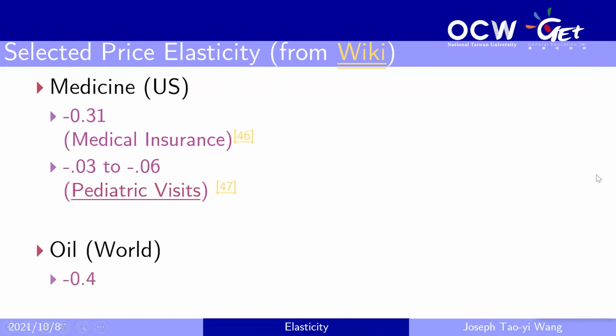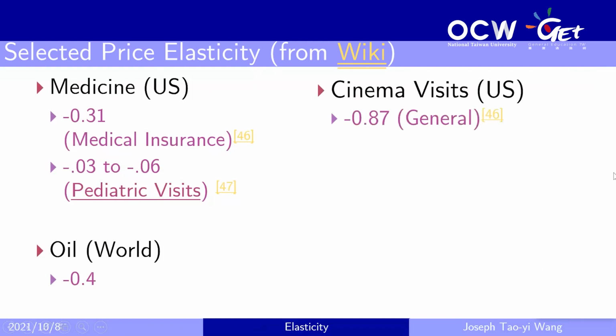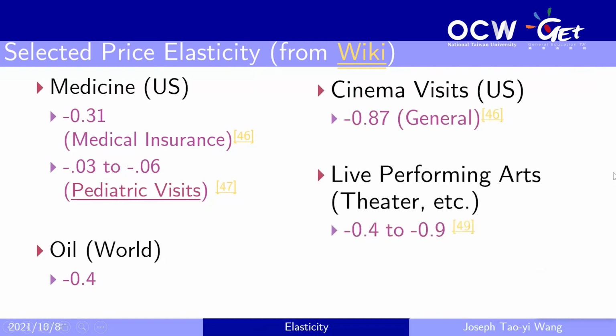Oil, which gasoline is produced from, in the whole world, 0.4. So even if the oil prices go up, quantity demanded for oil does not drop that much. Watching the movies, in general, 0.87. Live performance, 0.4 to 0.9. I do note these numbers are from before the COVID pandemic. Now I think it's a completely different world, so we need new data. This is old data. For steel, 0.2 to 0.3.